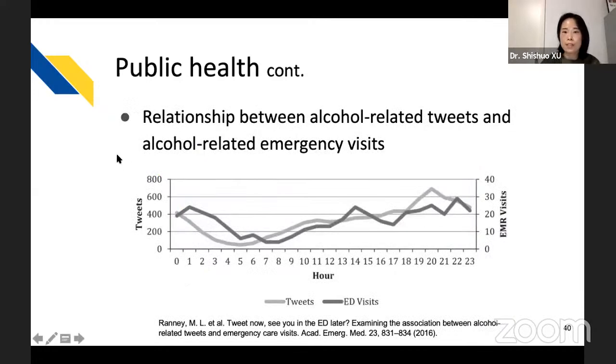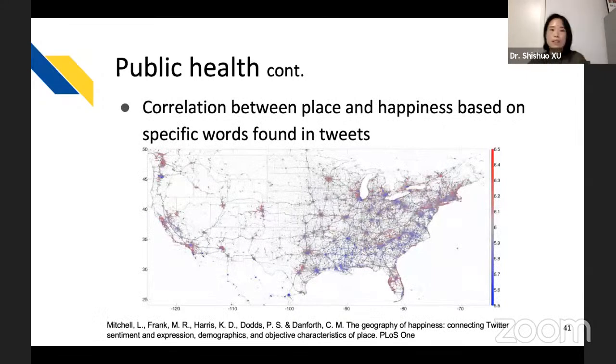Another research is concerning the alcohol problem. They investigate the relationship between alcohol-related tweets and alcohol-related emergency visits. Similar to the correlation analysis, place and happiness based on the swear words found in tweets were visualized on the map to illustrate the spatial distribution of the related tweet content.